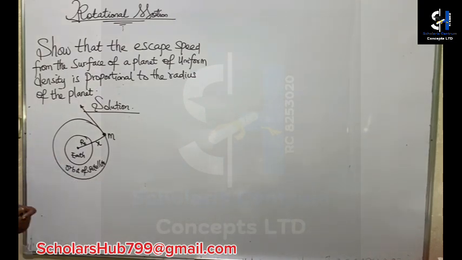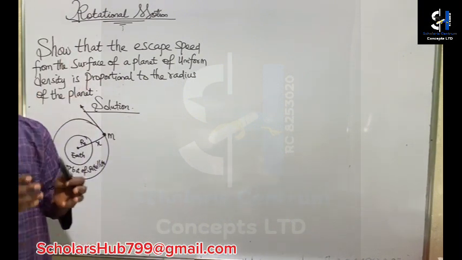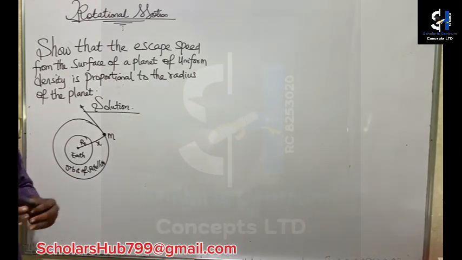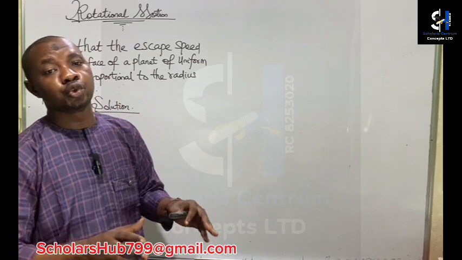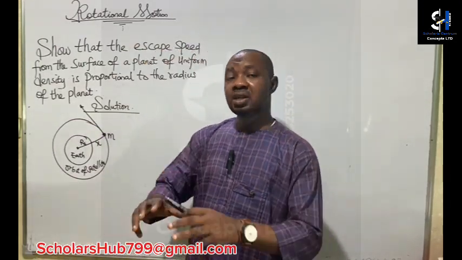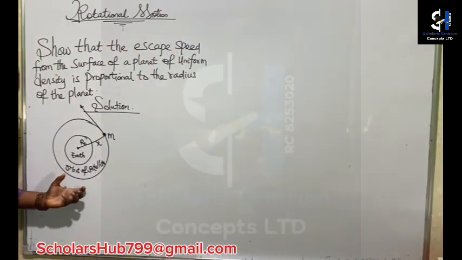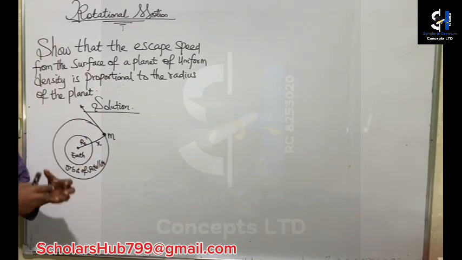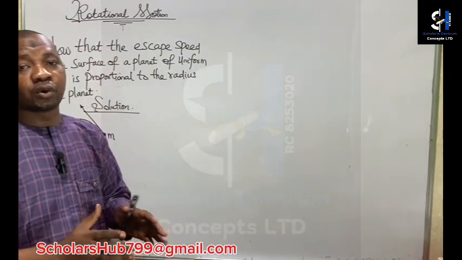So a satellite revolving around the Earth must possess two energies: kinetic energy and potential energy. The kinetic energy is due to the motion of the satellite, and the potential energy is due to the gravitational field of the Earth. That's when we talk about escape velocity. To derive the escape velocity, we're going to apply the principle of conservation of energy.